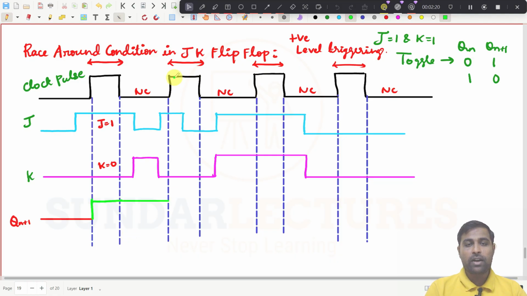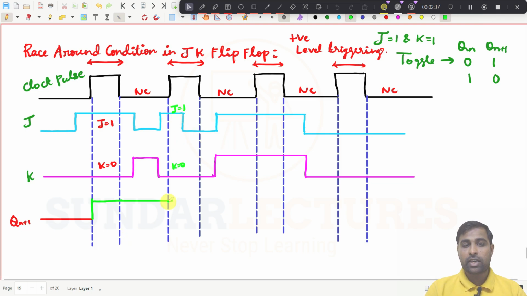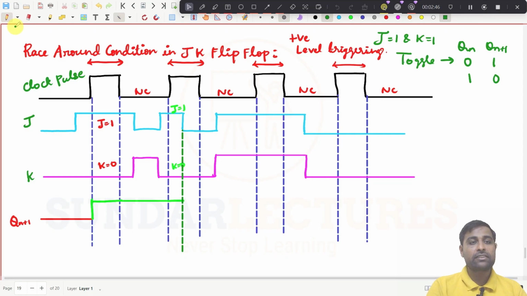And now at this point the level triggering is on. So see here again, at this instant, J is equal to 1 and K is equal to 0. It is a set condition again. So it will come until this point only. Why? Because here there is a change, and in that change, the clock pulse is high with positive level triggering, and it has to check the J and K values.